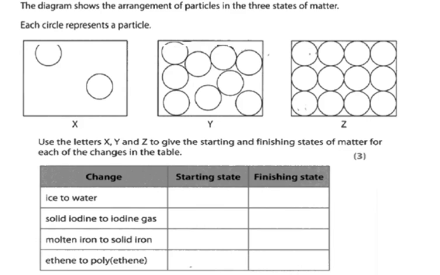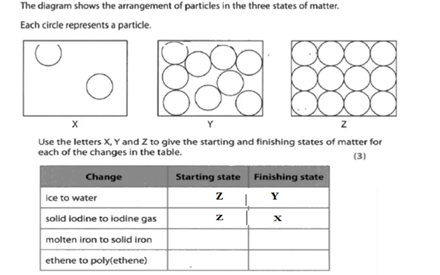This is another question in which there are diagrams of the particles in the 3 states of matter, and it says use letters X, Y, and Z to give the starting and finishing states of matter for each of these changes. Now, if I'm talking about ice changing to water, ice is the solid form, water is the liquid form, so we're changing from solid to liquid, that is from Z to Y. If we're saying I want to change from solid iodine to iodine gas, solid means it is Z, and it's changing into gas, that is X.